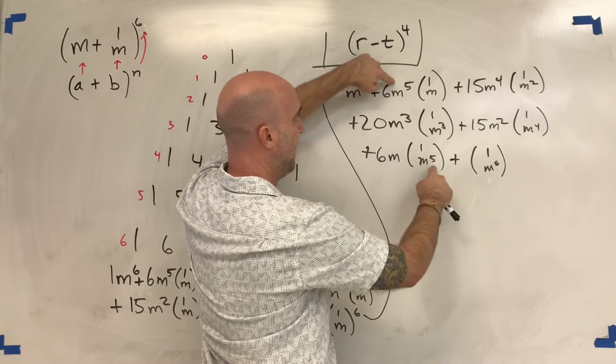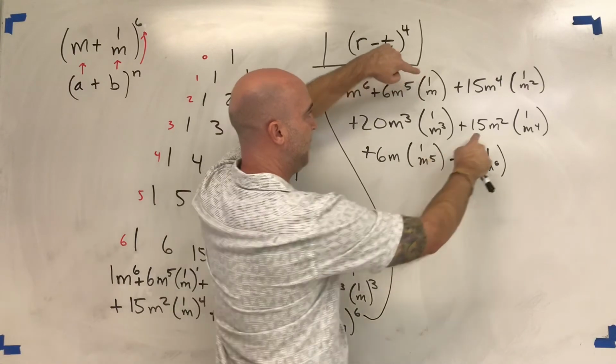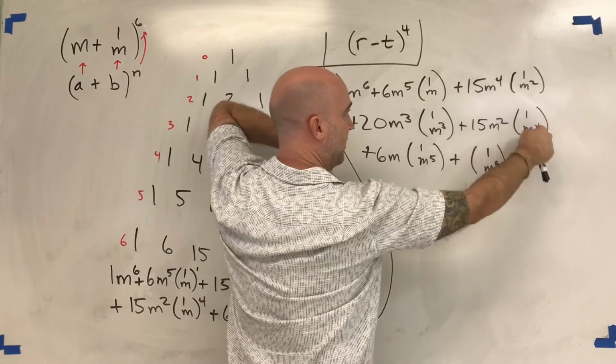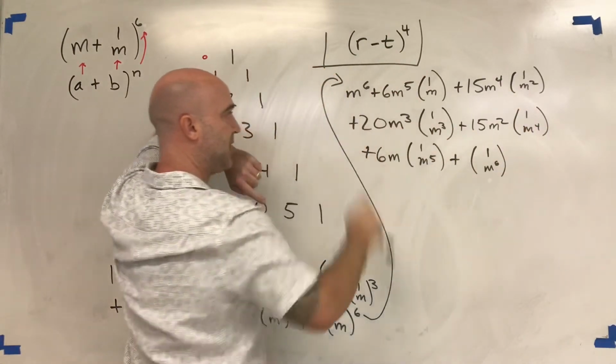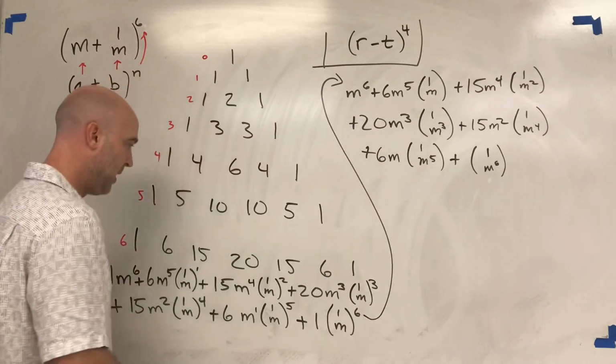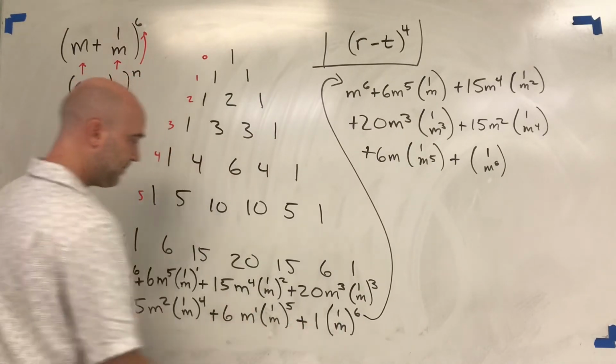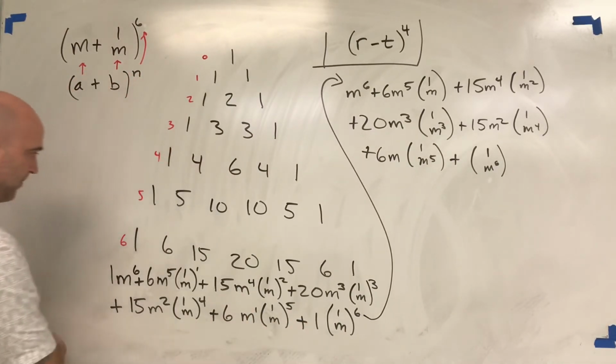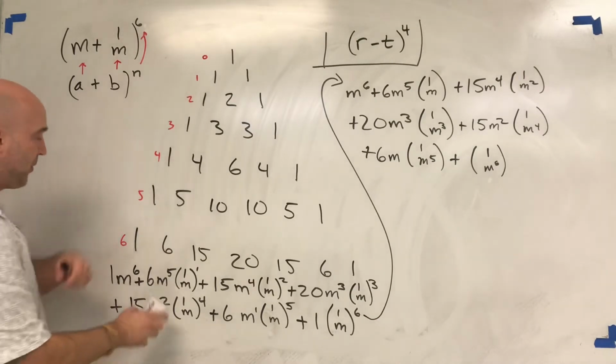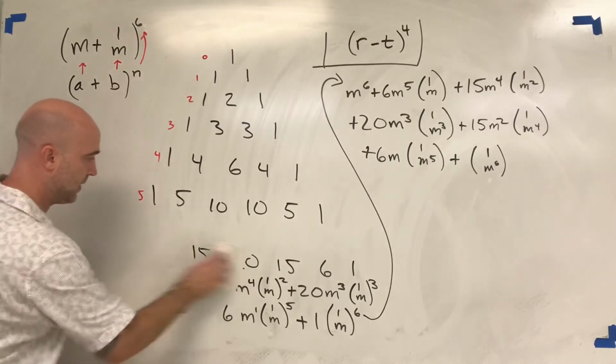6m, 5 and 1, 15, the 2 and the 4, and then the 20 right in center, 3 and 3. Yes, we're good. All right. I'll go ahead and let this go. We need the 4th one on that one, so I'll go ahead and let this out of the way.